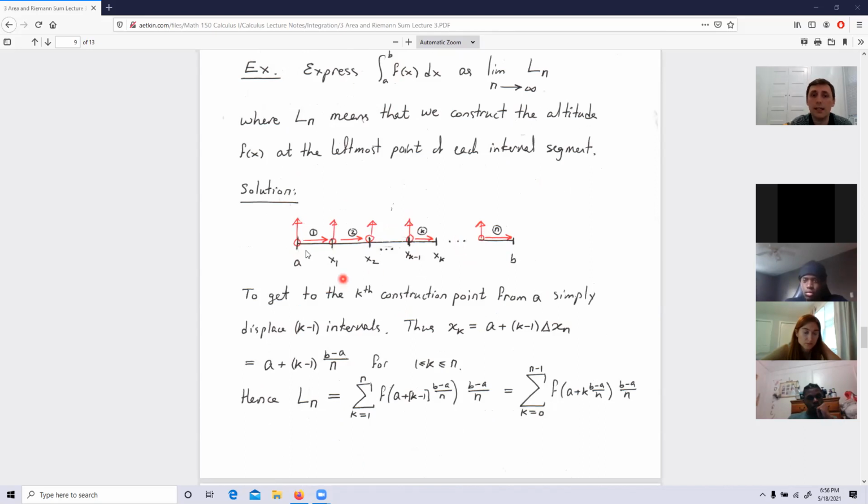Now that means that for the first interval, for k-th interval, I want to displace one less. For the first, I don't want to go here. I want to go 0 distance. For the second interval, I want to go 1 distance, and so on. So I can write it as a plus (k minus 1)(b minus a) over n, or if I prefer, I can simply set k equal to 0 all the way to n minus 1 and write the same formula I used before.